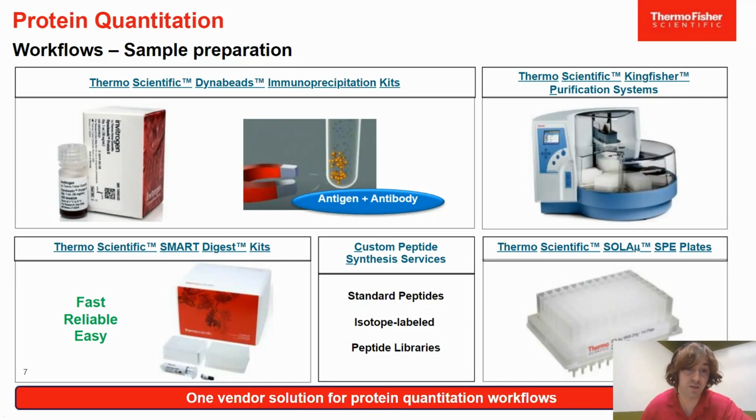There are also SMART Digest kits, which are available in a number of different enzymes, including trypsin. These are fast, reliable, and easy to use, so you can quickly generate peptides from your intact proteins. There are also custom peptide synthesis services where you're able to synthesize standard peptides, heavy labeled isotope peptides to use as internal standards, and also peptide libraries. If further sample cleanup is needed, there's also the SOLAµ SPE plates, which are available in a number of different hydrophobicities depending on your target protein, all the way from cation to anion exchange.